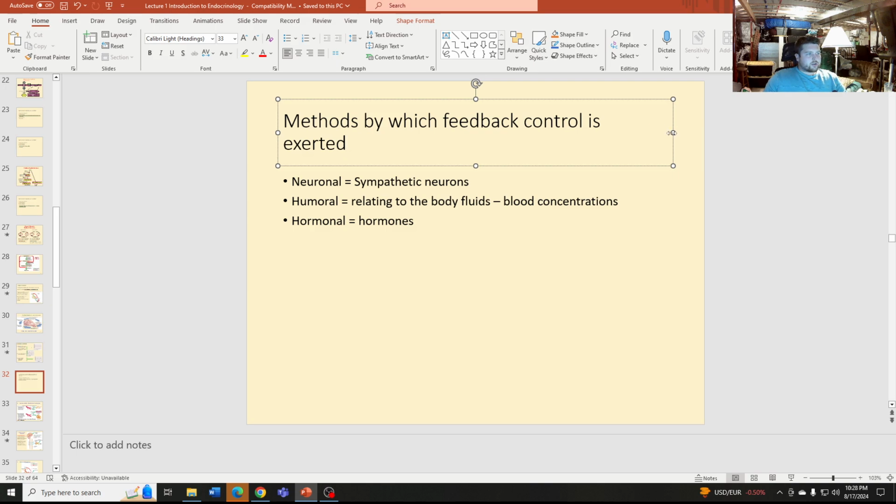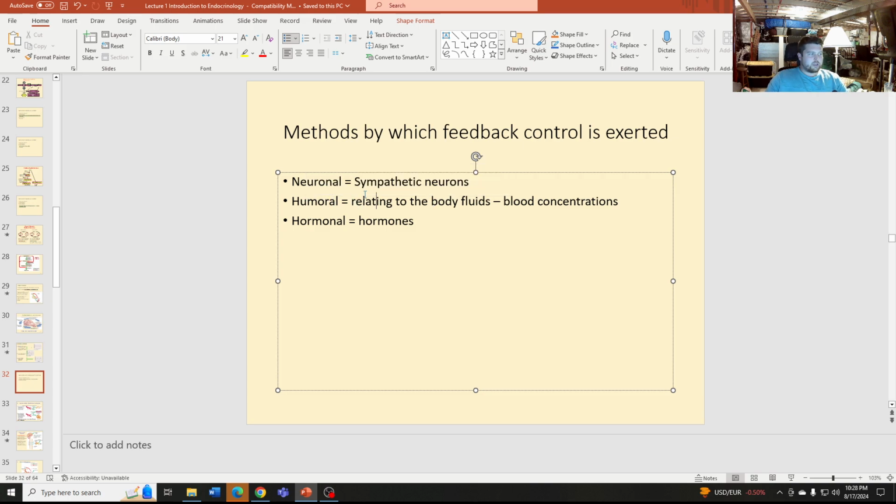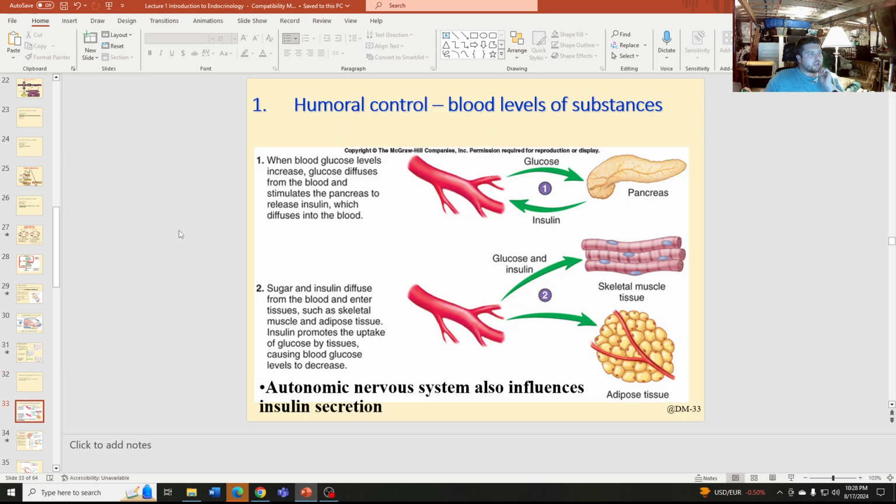Methods by which feedback control is exerted. We can have neuronal control, humoral, meaning relating to body fluids, such as the blood concentration, and then hormonal, the actual hormones themselves. Humoral control, the blood levels. So this is like glucose and insulin. When the blood glucose levels increase, glucose diffuses from the blood and stimulates the pancreas to release insulin, which diffuses into the blood. So it's controlled by the blood concentrations of specific substances. And like these examples are the ones that they'll most often test you on.